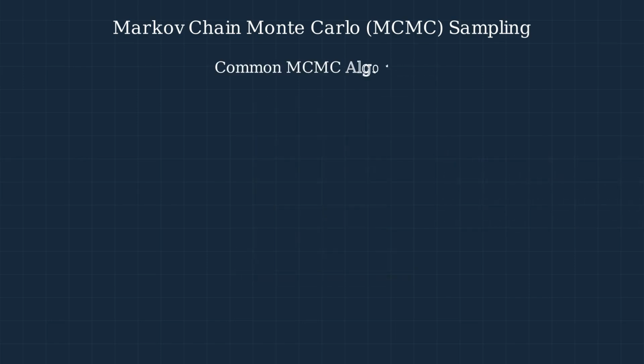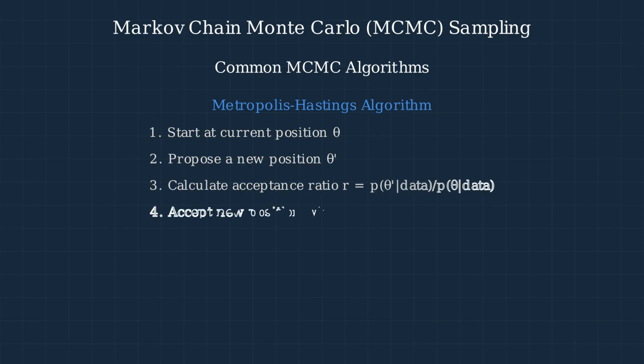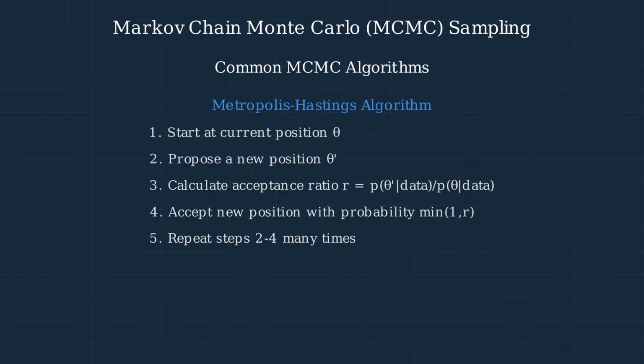Let's look at common MCMC algorithms. First, the Metropolis-Hastings algorithm. This algorithm works by proposing random moves in parameter space. It calculates an acceptance ratio based on the posterior probabilities and accepts or rejects the move accordingly.